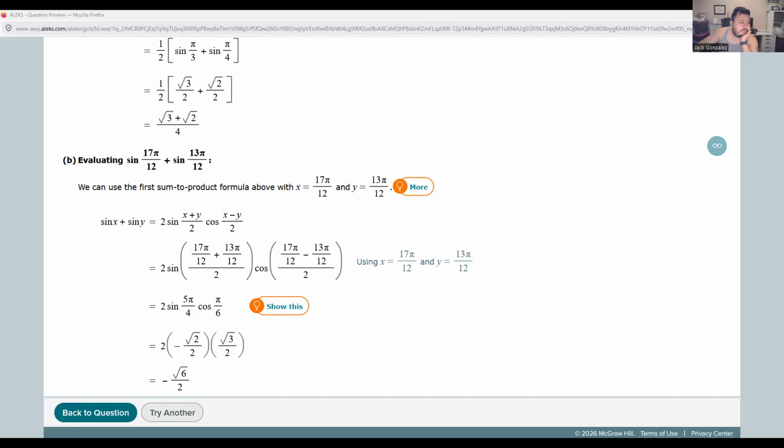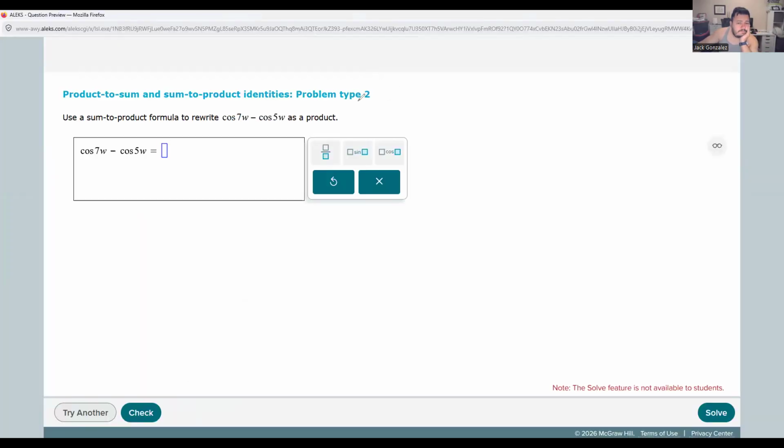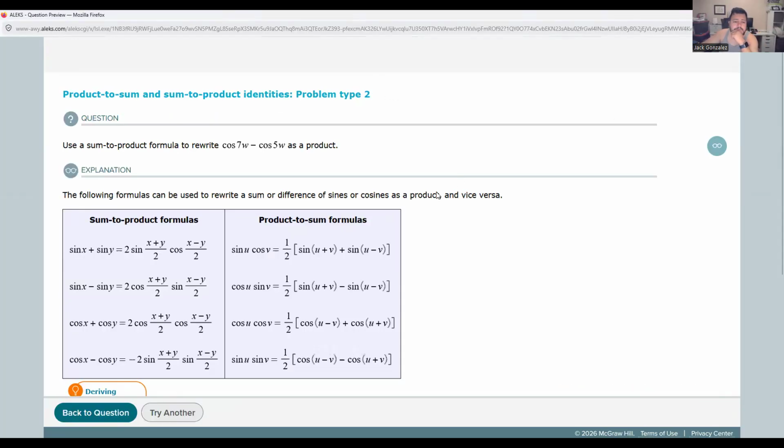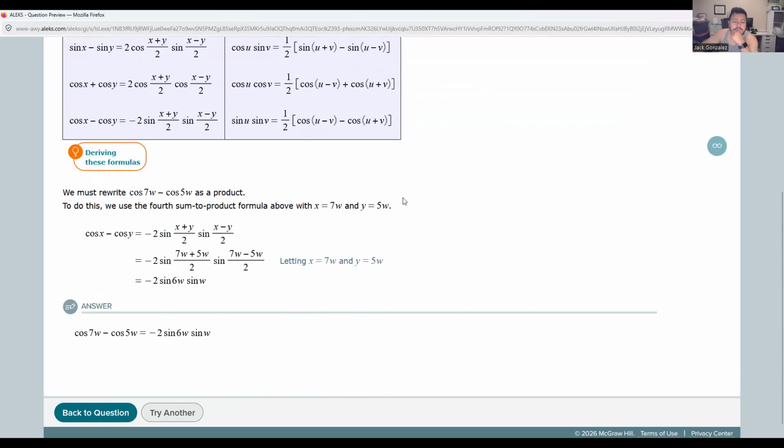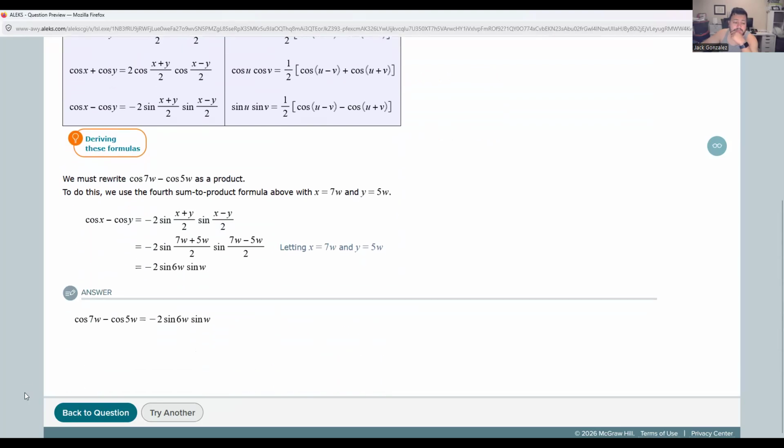This is number 3 in the homework. Okay, so use sum to product to rewrite this. So we are rewriting it in general terms. Let me show you, using the same formula as before. Honestly, it's not much to do here. So you have your two parts that you add and subtract, and they're pretty much done actually. It's kind of boring, but I'll write it out for you.